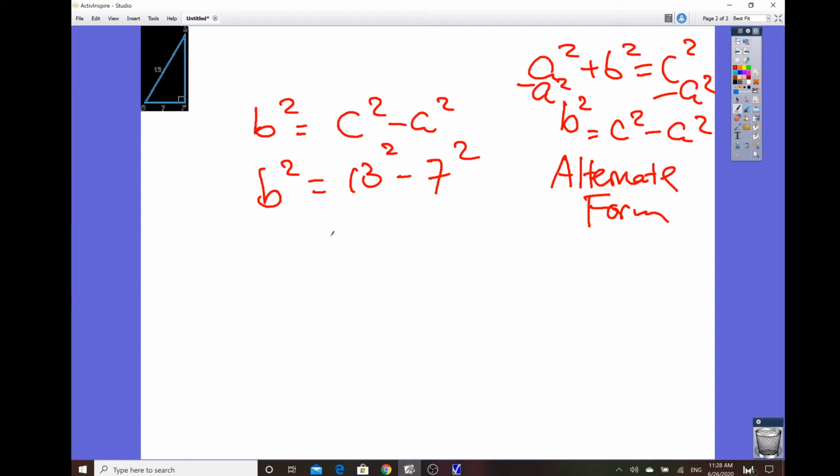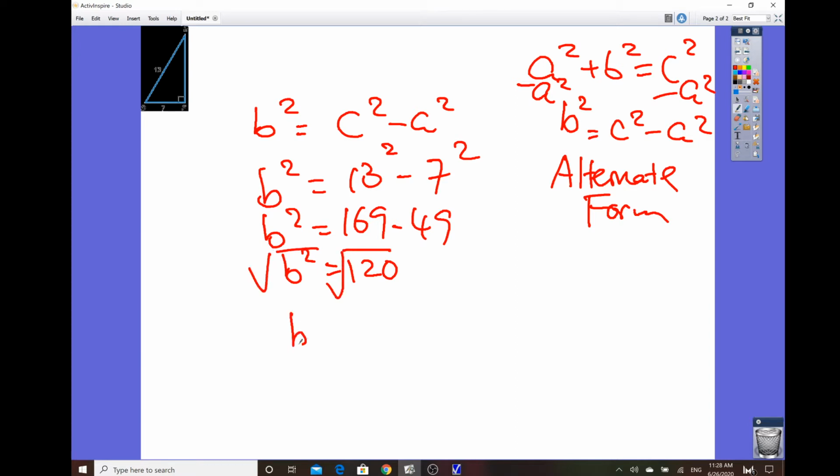So 13 squared is considered 169. And then 7 squared is 49. So once you subtract, you'll get 120. And in order to get rid of the exponent, you want to take the square root of both sides. So that means b equals square root of 120. Okay, so that's about the alternate form of the Pythagorean theorem.